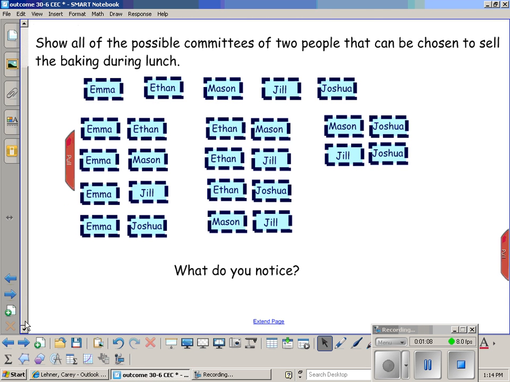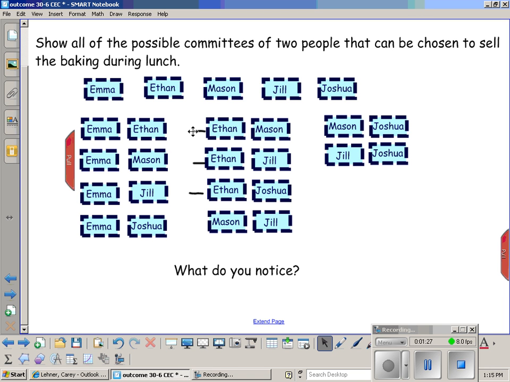What do you notice here? Or do you notice anything? In our first pick, we picked Emma and Ethan. Anywhere did we rearrange it to Ethan and then Emma? And the answer is no. Here's where we started with Ethan, and there is none that have Emma as the second person.